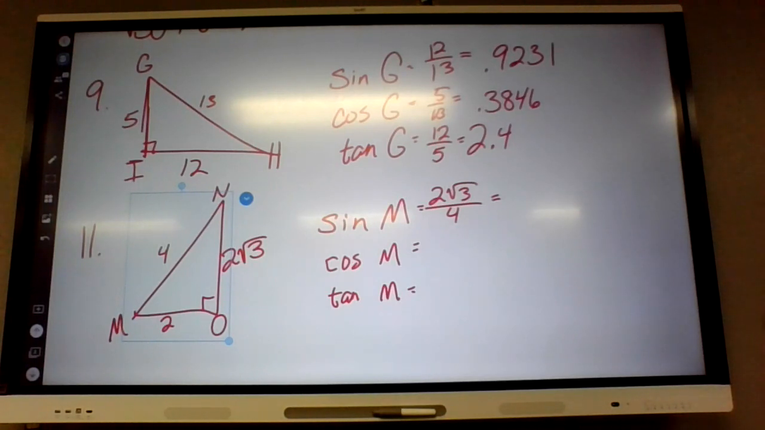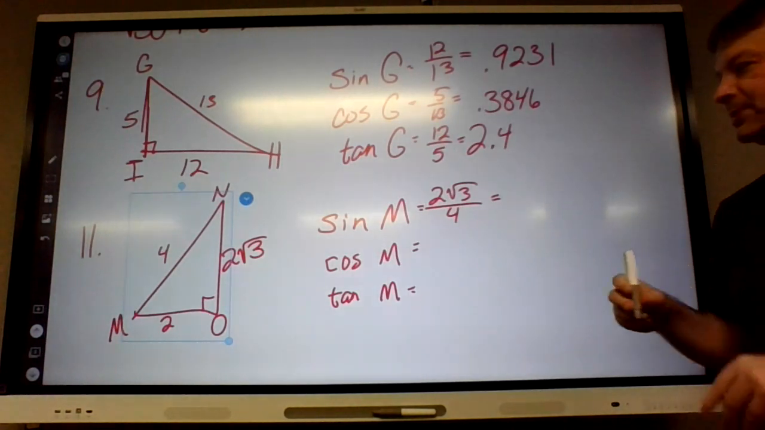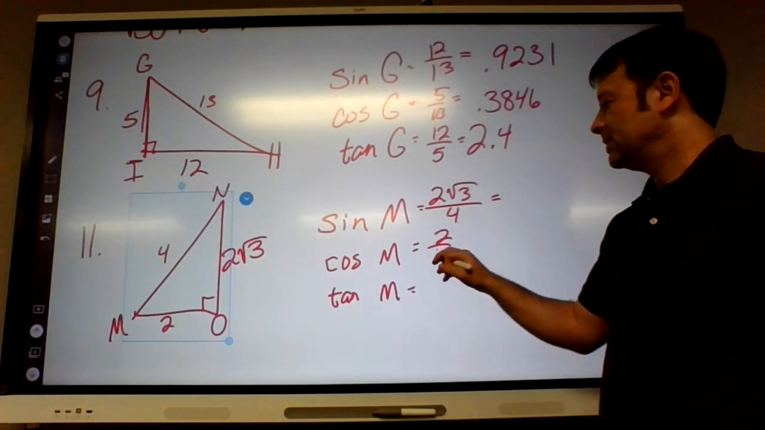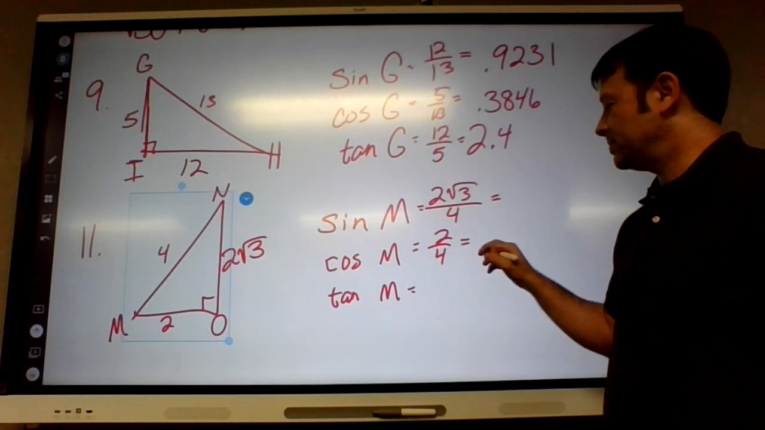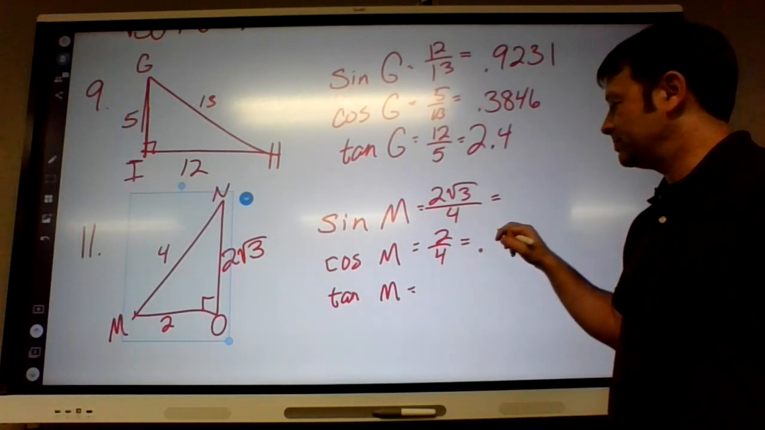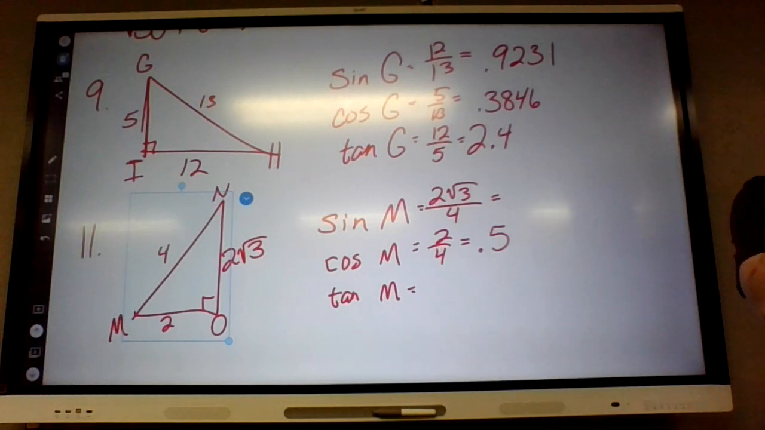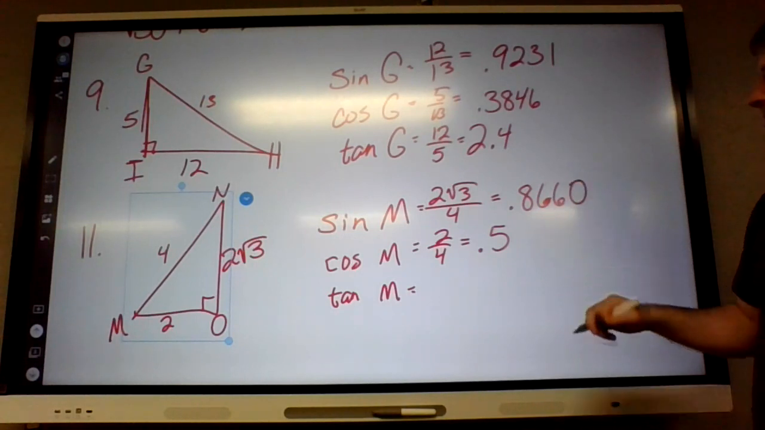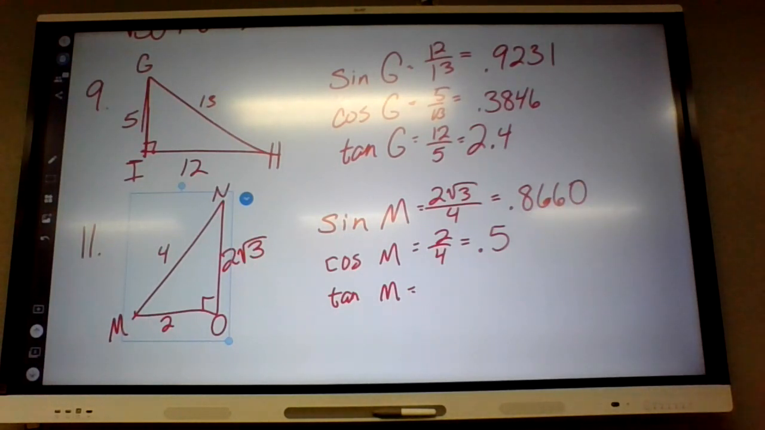Roman, what's cosine tell us? Adjacent and hypotenuse. So that would be 2 and 4. Right. 1 over 2? Okay. What's 2 divided by 4? 0.5. Okay, I got it! It's 0.6 blah blah. He basically said it.